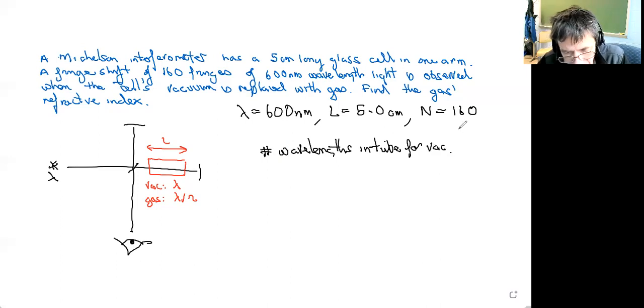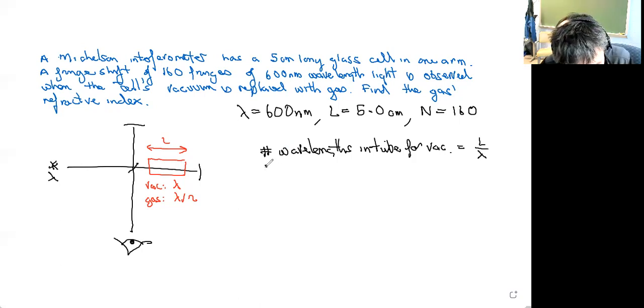Well, to figure that out, all we've got to do is take the length of the tube, that's L, which was five centimeters, and divide it by the length of one wavelength of light. And that's just a number. We've got dimensions of length in the numerator and denominator, and it's just the number of wavelengths of light that stretch across the tube when we've got vacuum in the tube.